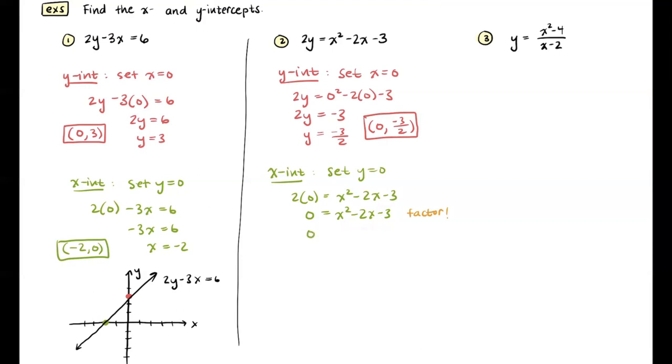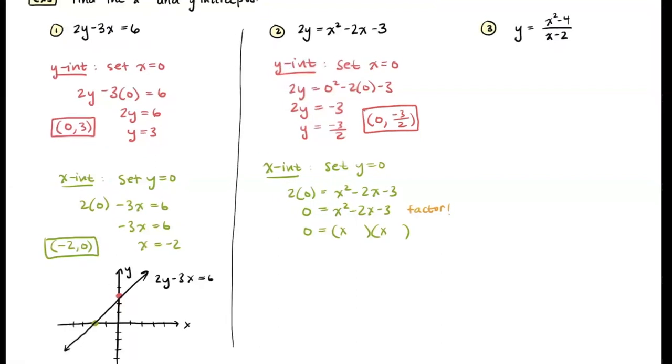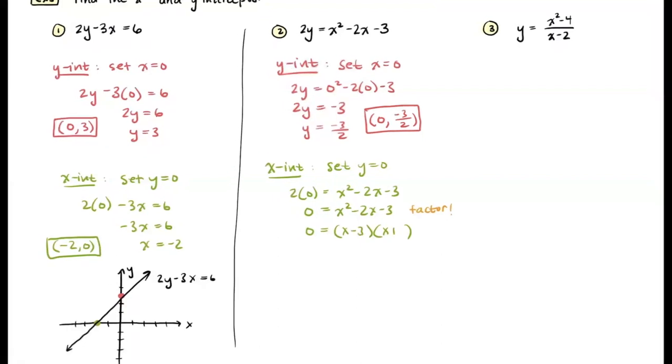Okay, so this is a quadratic with a 1 in front of the x squared. So if it's going to factor, it's going to look like this. And we're going to need 2 numbers that multiply to -3, this last value here, and add up to -2. And I think that numbers like that exist, like -3 and +1.